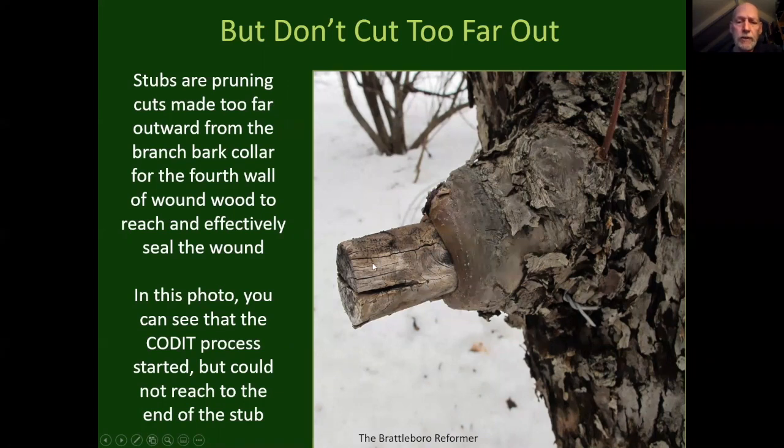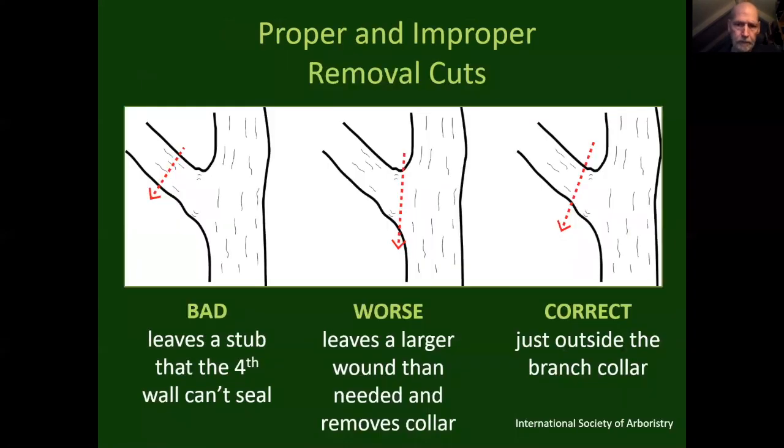So here we have a situation where decay is entering into the tree and will continue to enter in, and you'll have decay in the trunk for as long as the tree is growing, and it could be a failure point for the tree in the future. So in summary, don't cut too far out from the branch bark collar. Don't cut into the branch bark collar. Cut just outside of it. So that's how CODIT tells us where to make our removal cuts.